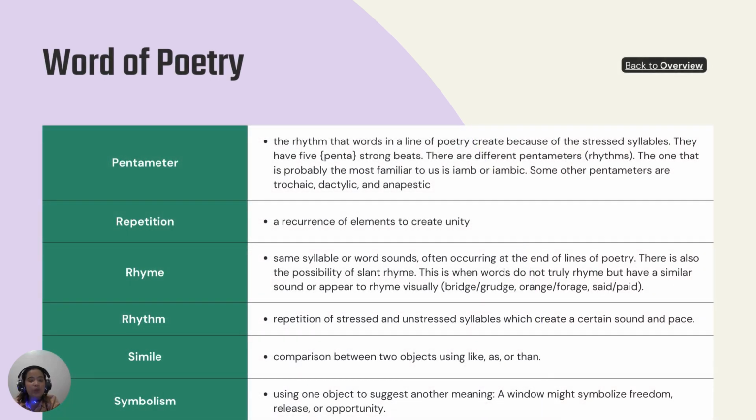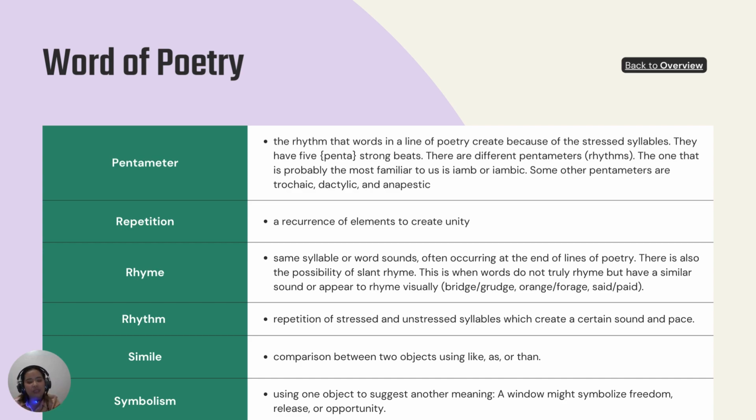So let's now move on. Another one is pentameter. Pentameter is about the rhythm of words in a line of poetry. This is more of counting syllables or stretching the syllables. So they have five strong beats, like aba, or table. So they have iambic pentameter. The one that is probably most familiar to us is the iamb or the iambic pentameter. Some other pentameters are trochaic, dactylic, and anapestic. As you see, different poems have different countings of iambic pentameter.